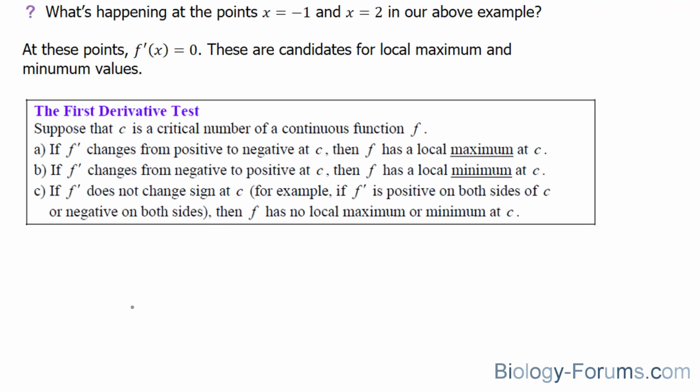So we can pretend that it went up, and there you had a local maximum. And then in between negative 1 and 2, it went down. So we can assume that there was a local minimum. And lastly, from 2 onwards, it increases again. So those are the assumptions we can make to find out local minimum and maximum values.